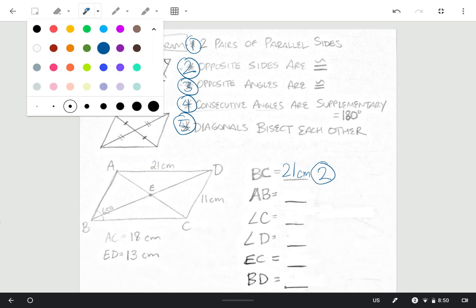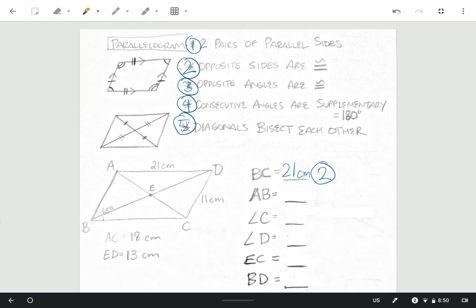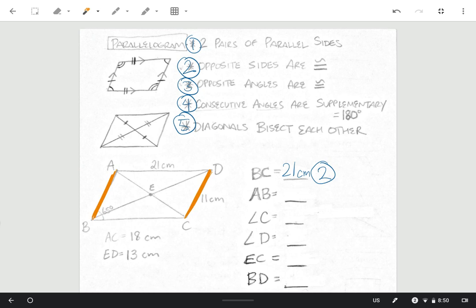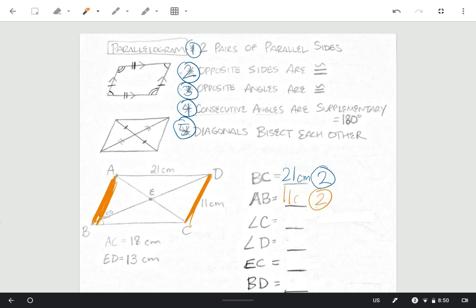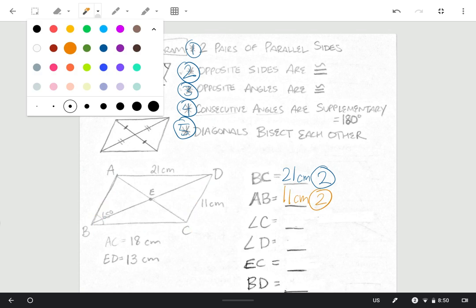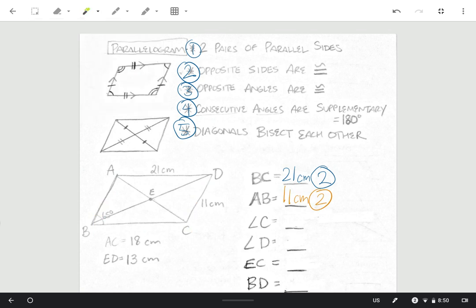All right, let's look at the next one. AB. AB is this side right here. Well, that's corresponding with DC. And it looks like we're going to use the same property, property number 2. And property number 2 tells me that if this is 11, then the opposite side, AB, is also 11 centimeters. And this is what it looks like to use these properties. We're just taking what we know, seeing which property applies to that situation, and then doing the math to get it.